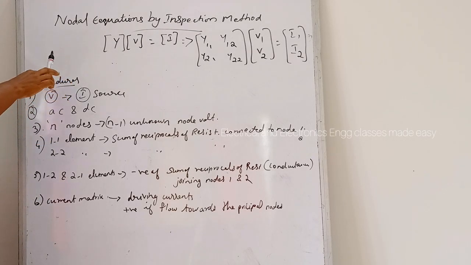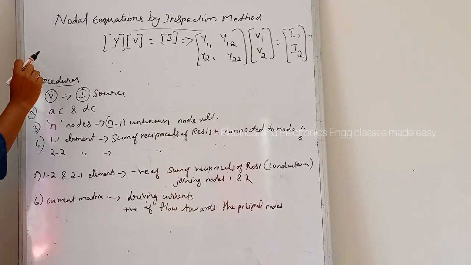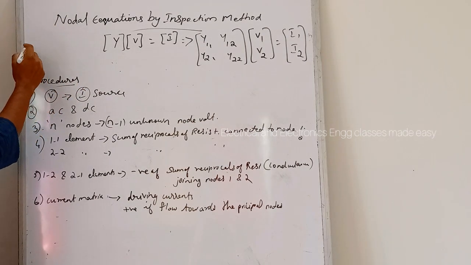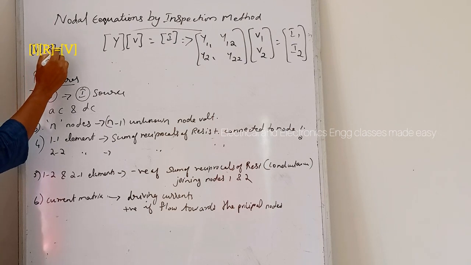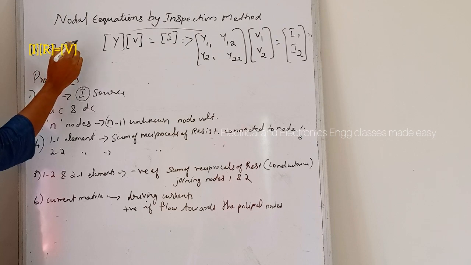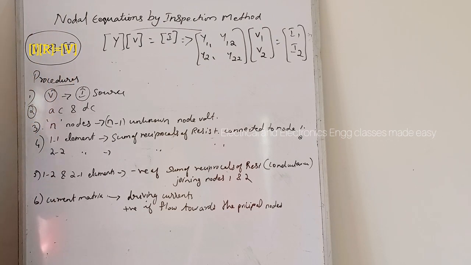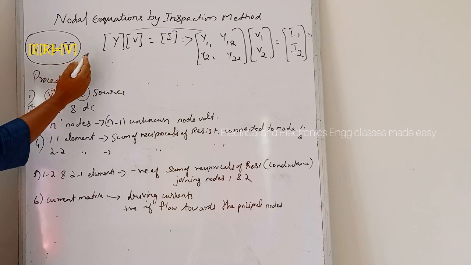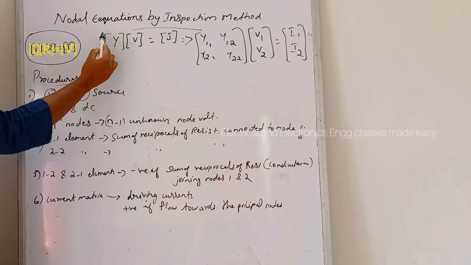Today's class is about nodal equations by inspection method, as we did mesh analysis. We are doing it in matrix form. In mesh analysis by inspection method it is R matrix into I matrix equal to V matrix, and in nodal analysis by inspection method, Y matrix into V matrix is equal to I matrix.